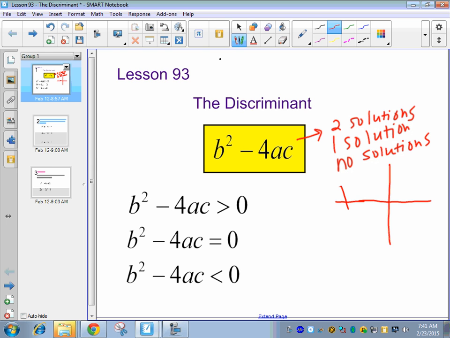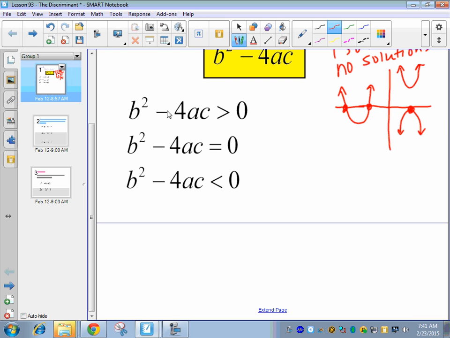So you could have a parabola that looks like this. So how many solutions does that have? 2. You could have a parabola that just touches the x-axis. How many solutions does that have? 1. Or you could have a parabola that is above it and goes up, so it never crosses the x-axis. So how many solutions does that one have? 0.